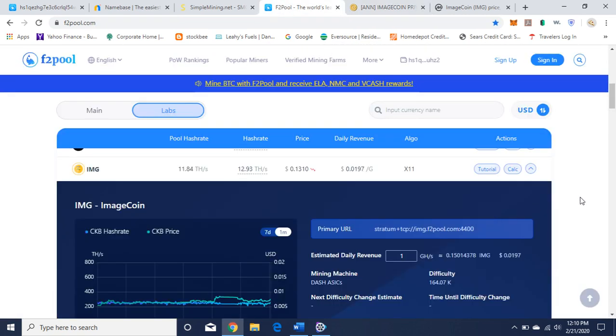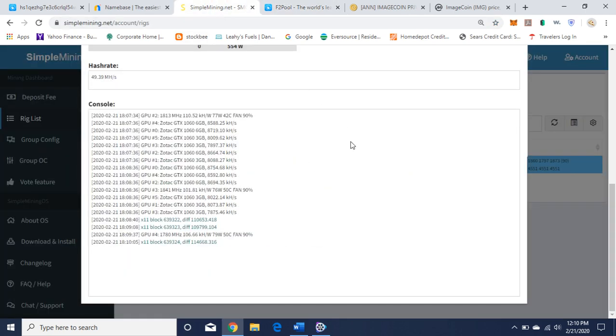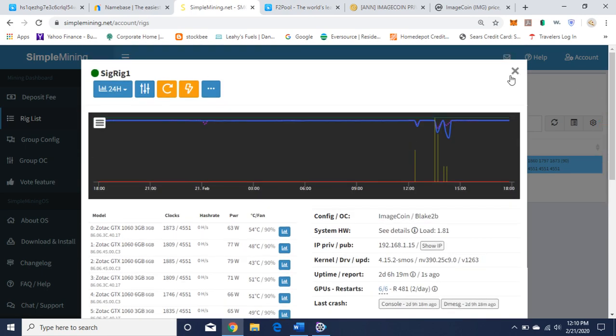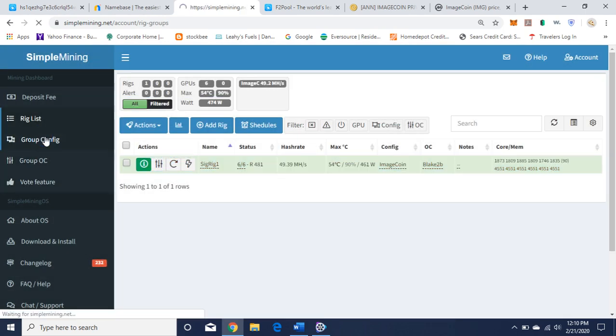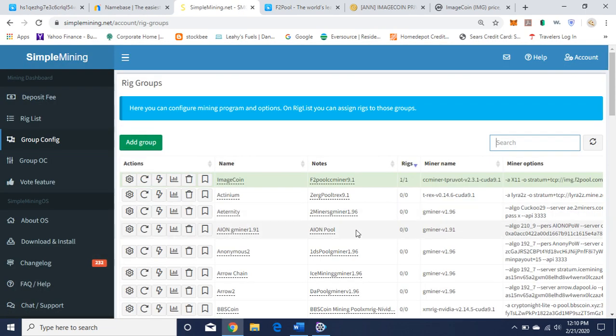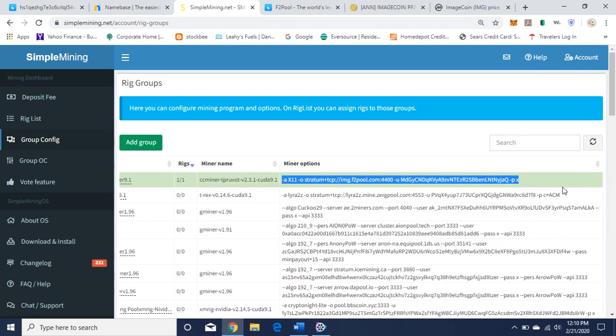Here I'm on ImageCoin, and here's the pool address here. And as you can see, the algorithm is X11. So let's go to Simplemining. As you can see, I'm currently mining ImageCoin successfully. I'm getting shares, as you can see. So let's go to group config. And here you can see I'm mining ImageCoin.